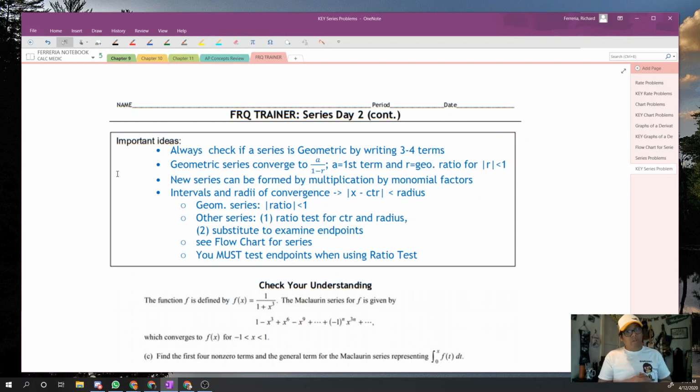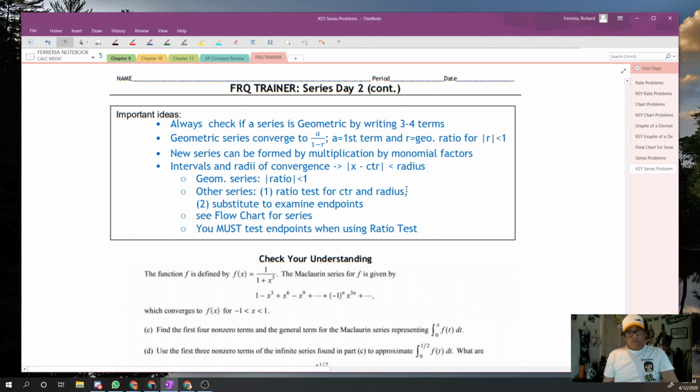And if you do utilize the ratio test, you have to test the endpoints. If it's a geometric series, you don't have to test the endpoints because the endpoints will never converge on a geometric series, which is why the geometric series is so much easier than a non-geometric series, or another reason why.